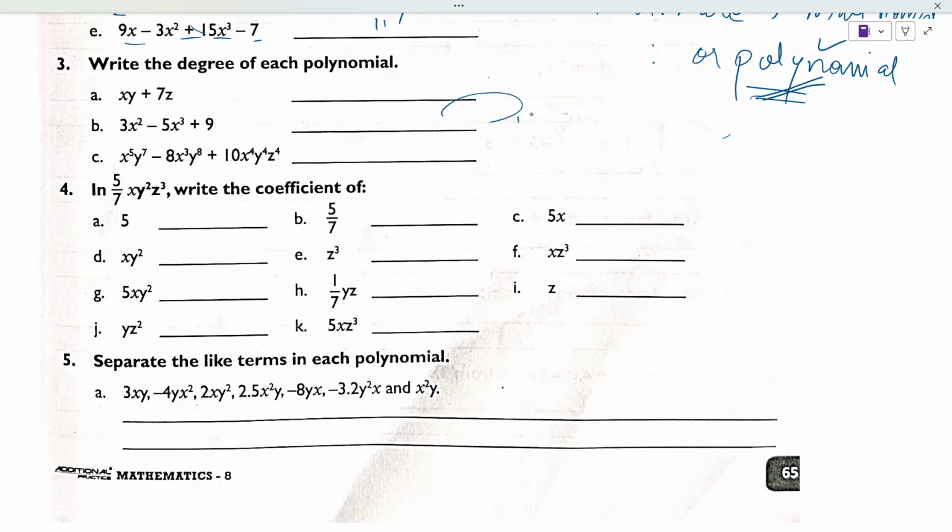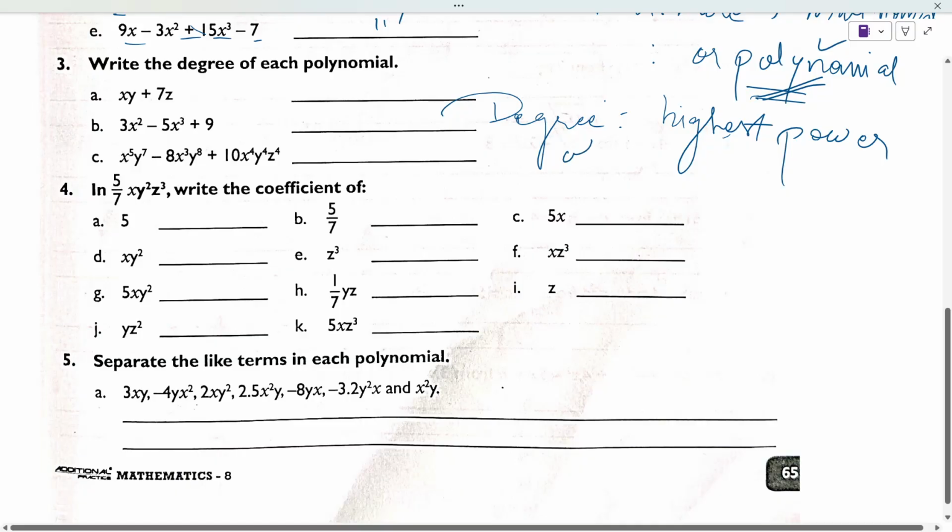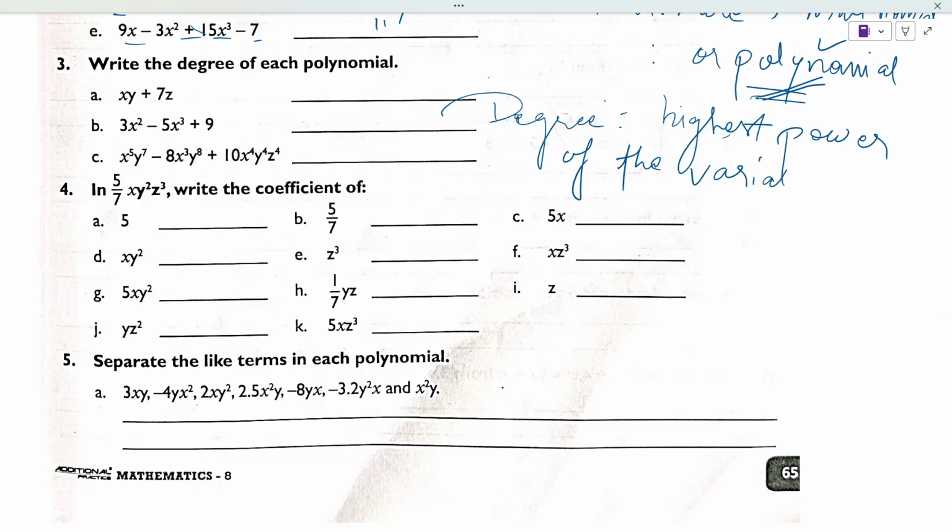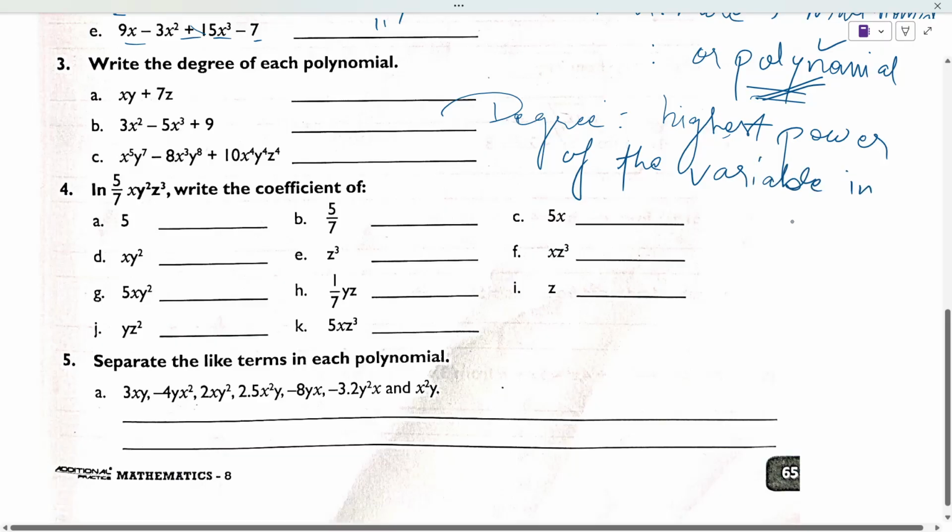Let me share the information which I have with you. So degree, we find the definition going in this manner: the highest power of the variable in a polynomial is called its degree.